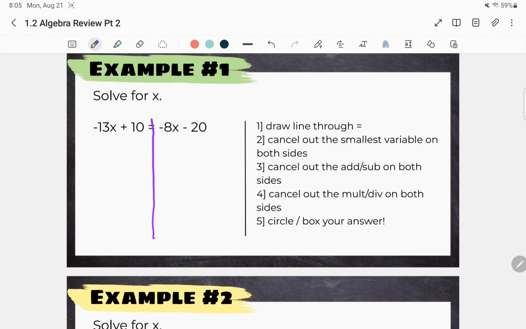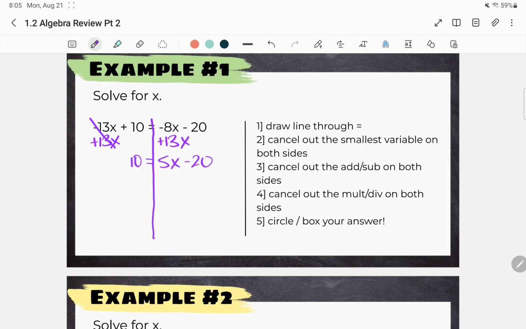I'm going to cancel out the smallest variable because I think that makes things easier, but you can pick either one. So I'm going to cancel out the smallest one, which is negative 13x, and I cancel out by doing the opposite, which is plus 13x. And I'm going to go ahead and do it to both sides. And then once I do that, those 13x's over here cancel out, and 10 is brought down. Negative 8x plus 13x is 5x, and that minus 20 is being brought down.